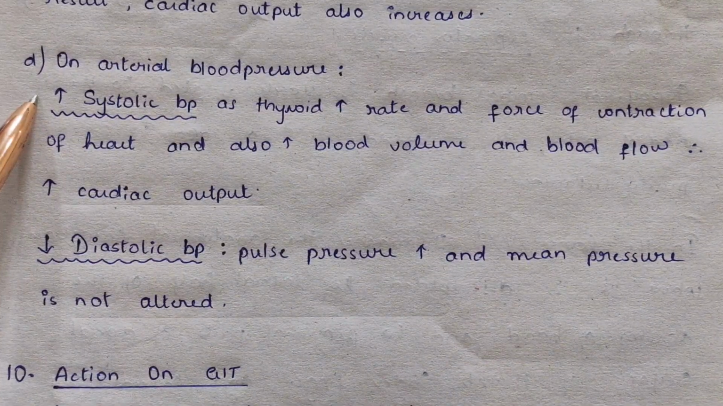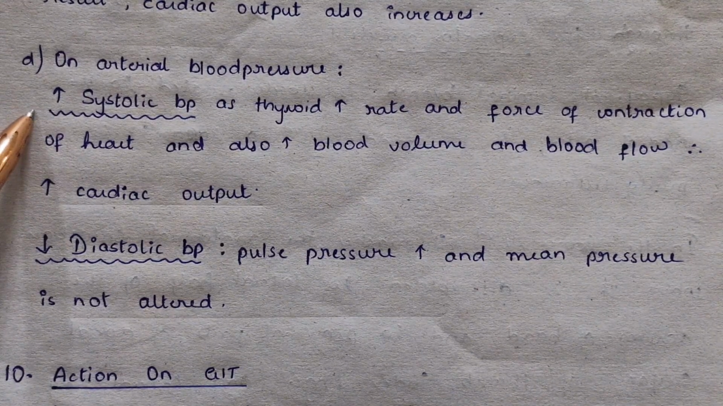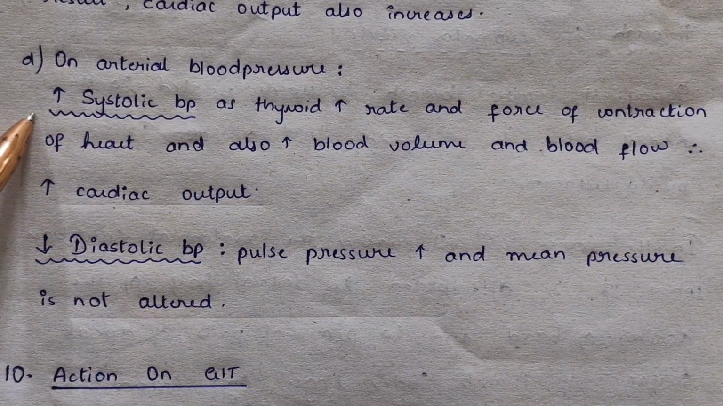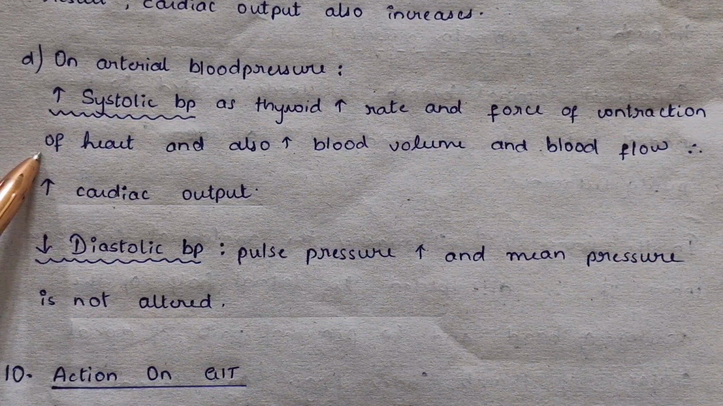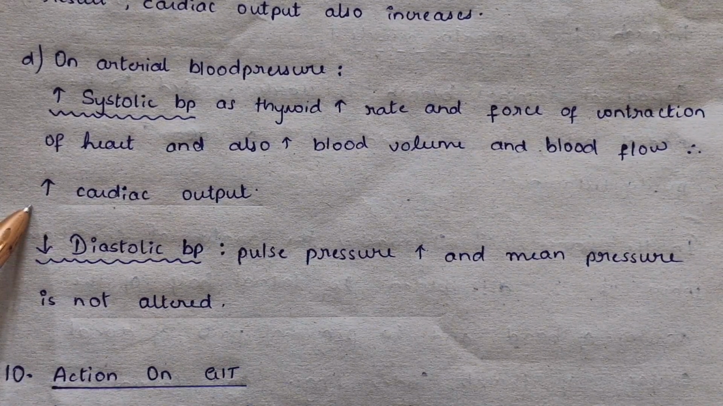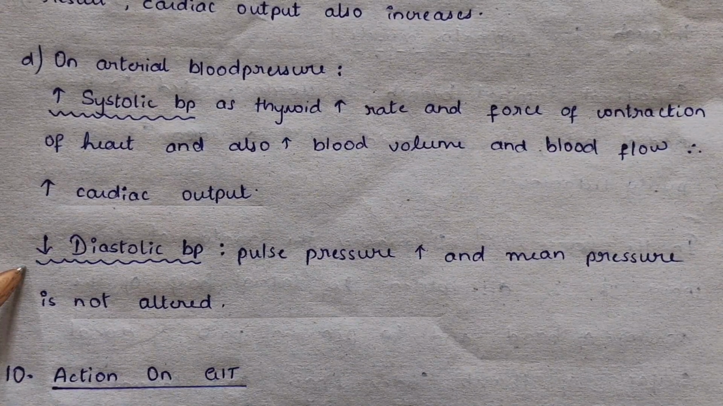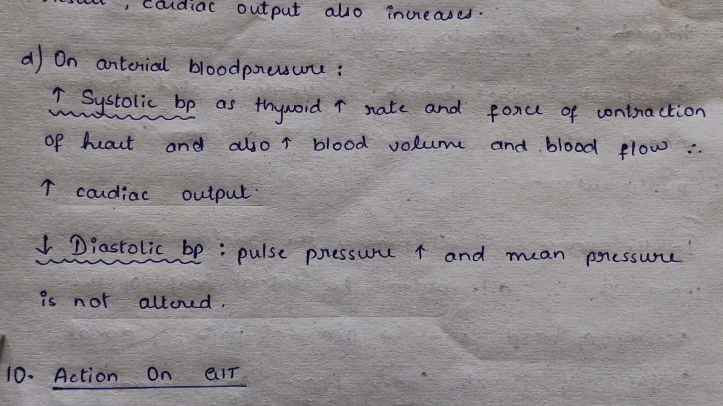Under the cardiovascular system, it also has an effect on the arterial blood pressure. It increases the systolic BP as the thyroid increases the rate and force of contraction of the heart and also increases the blood volume and the blood flow, therefore increases the cardiac output. It decreases the diastolic BP. The pulse pressure increases and the mean pressure is not altered.